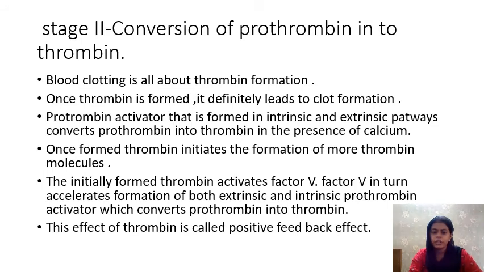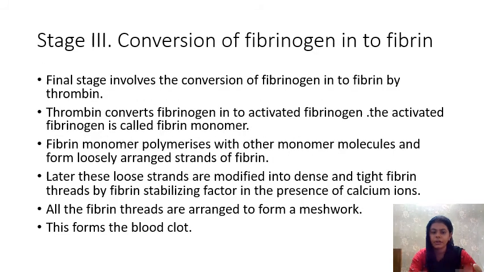The initially formed thrombin activates factor 5. Factor 5 in turn accelerates the formation of both extrinsic and intrinsic prothrombin activator, which converts prothrombin into thrombin. This effect of thrombin is called positive feedback effect.